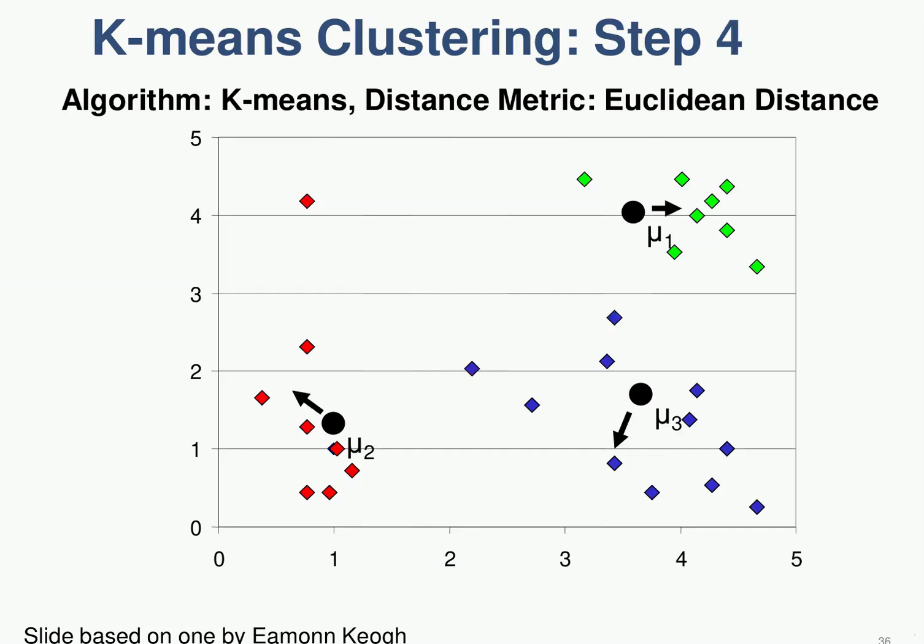In step 4 of k-means clustering, the centroids mu_1, mu_2, and mu_3 are further adjusted. The arrows indicate the movement of each centroid as they continue to converge towards the center of their assigned data points. This refinement process is guided by minimizing the Euclidean distance between the data points and their respective centroids. The iterative updates will persist until the centroids stabilize, meaning there is little to no movement, and the clusters are optimally formed. This step highlights the dynamic nature of k-means, ensuring precise and effective clustering.